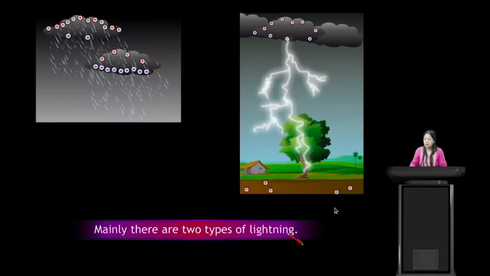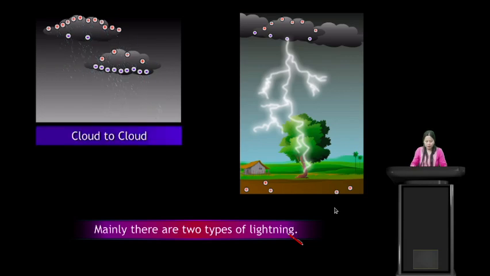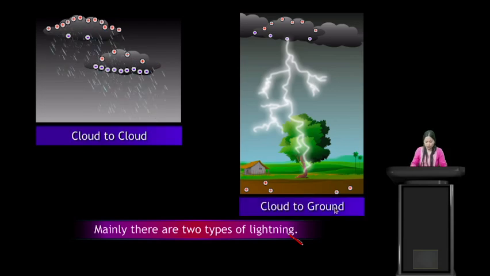So mainly there are two types of lightning. The first is cloud to cloud, and the second is cloud to ground. Some lightning you will see only in the cloud, from here to here. But in some cases, from cloud to the ground. Yes, students, and this cloud to ground lightning is very dangerous.